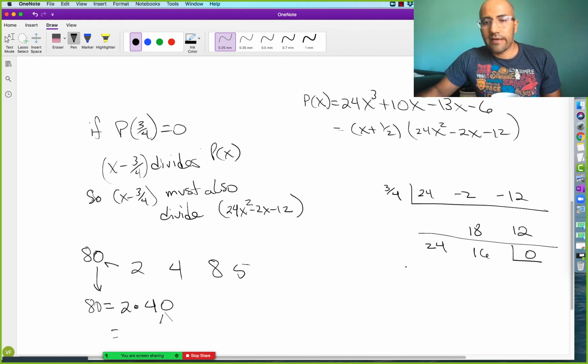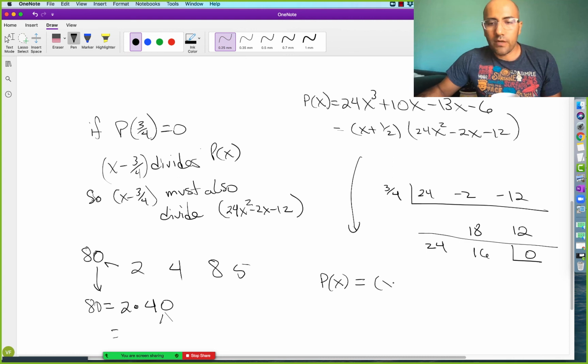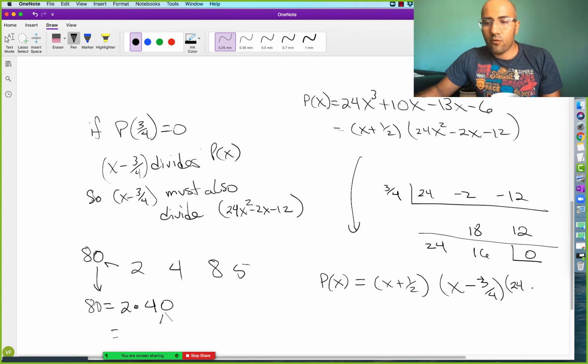So from here, I can tell that our polynomial has been further broken down into the following. P of x is now equal to x plus 1/2 times x minus 3/4. And here are my remainders. 24x plus 16.